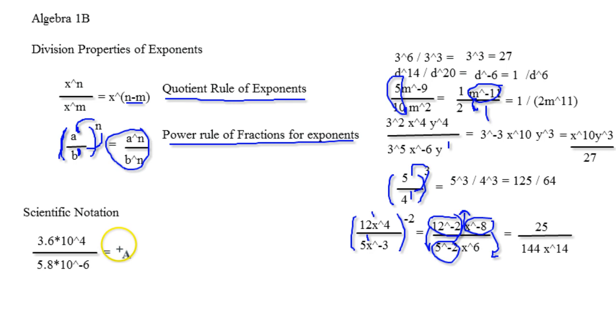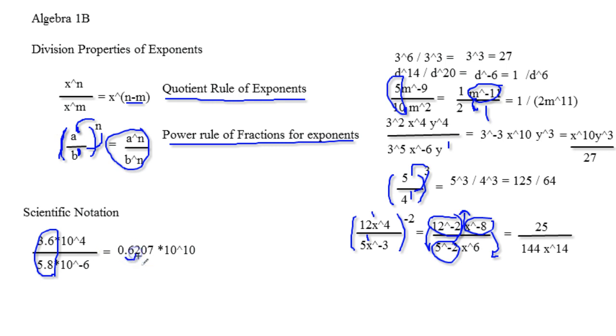Now for scientific notation, division's pretty easy. What we do is we just straight up divide it. I'm going to check on my calculator: 3.6 divided by 5.8 is 0.6207, and it's going to be times 10 to the, now with the exponents, that's a 4 on top and a negative 6 on the bottom, so that's going to be 4 minus negative 6, which is 10. Now I still do need to move the exponent over.